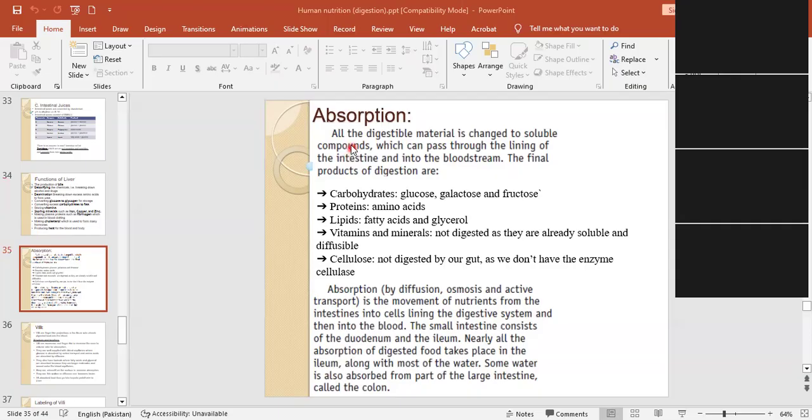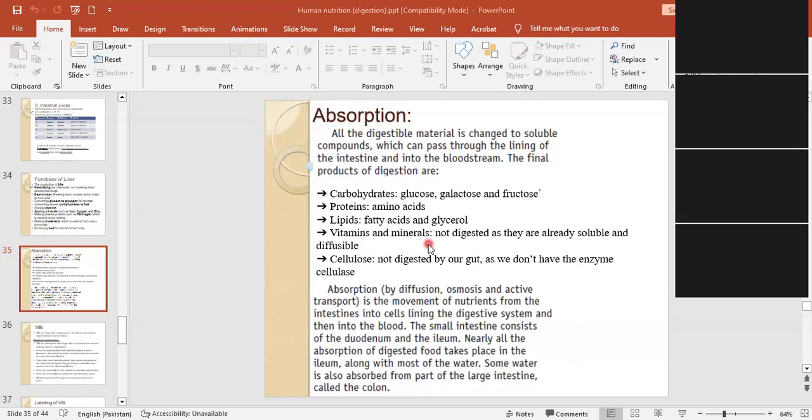What happens? All digested material, or all digestible material, is changed to soluble compounds which can pass through the lining of the intestine and into the bloodstream. Okay? The final products which we got: carbohydrate converts into glucose, galactose, fructose, protein converts into amino acid, lipids were converted into fatty acid and glycerol, and we got the vitamins and minerals.